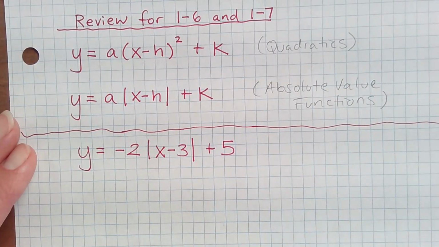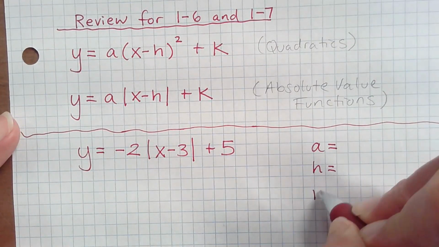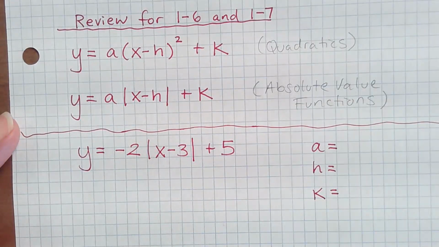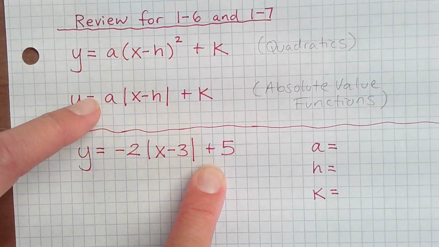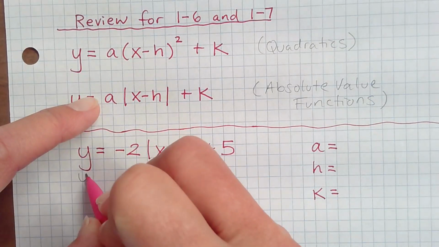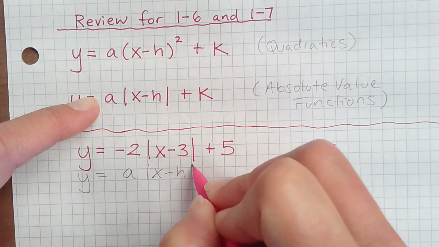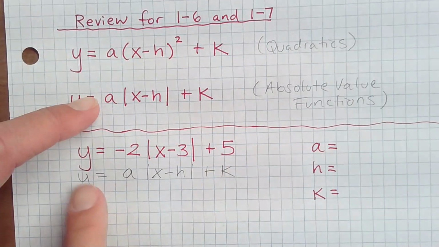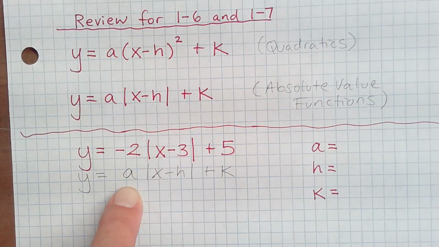So first thing I want you to do, it's kind of like graphing a linear function. I was making you write out m and b, kind of the same idea, but you're going to write out the a, the h, and the k. Every problem is going to be in the form of one of these two functions. What I like to do, you don't have to, is write the general formula above or below. So if I write it below, I kind of have an idea what my a is. On this one, my a is negative 2.